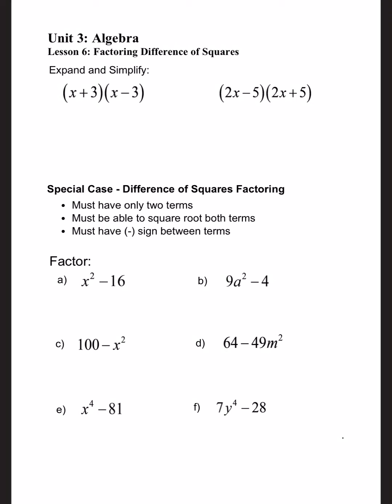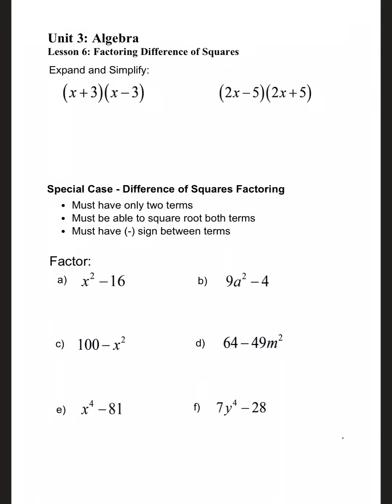Good morning, everyone. Today we're going to look at Unit 3, Lesson 6, Factoring Difference of Squares. So it's a short note today, and we basically have a special case of factoring. We're going to take a look at expanding and simplifying a couple of binomial multiplication examples and talk about what do we notice about these specific binomials.